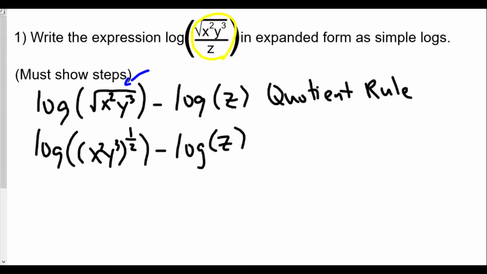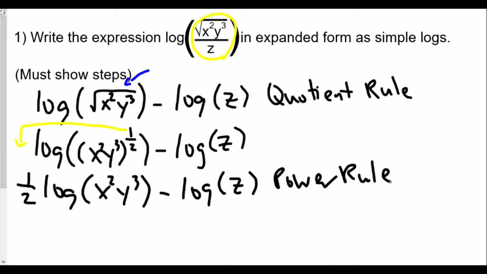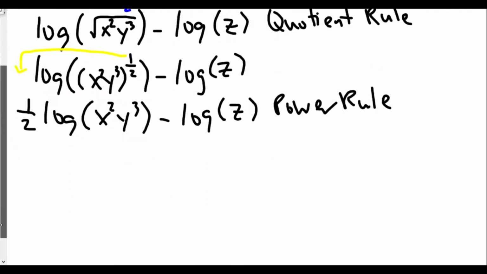From here, we're going to use our power rule to move this 1/2 to the very front. The power rule of log says that if you have a log of the input to any power, that exponent can be taken out and written as the coefficient of the log. So we have 1/2 of log x squared y cubed minus log z. And again, this is the power rule.